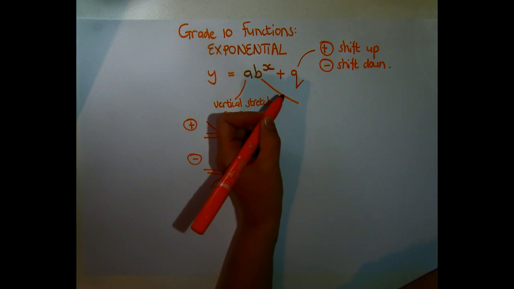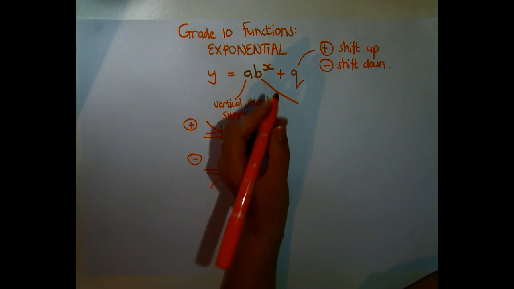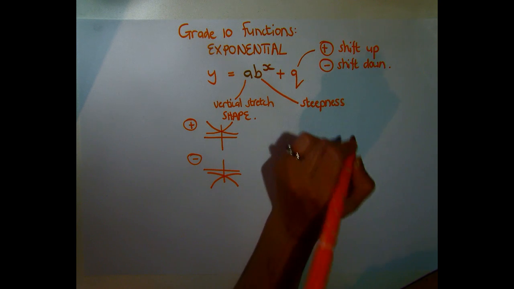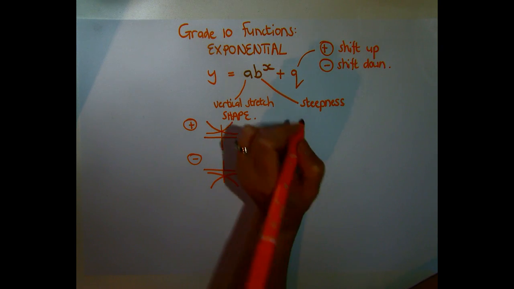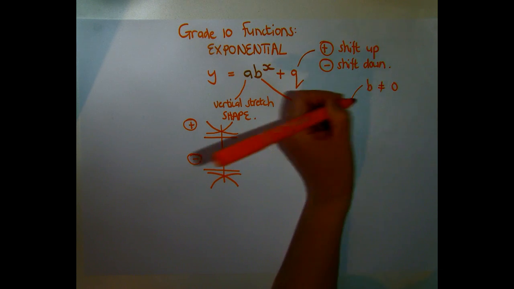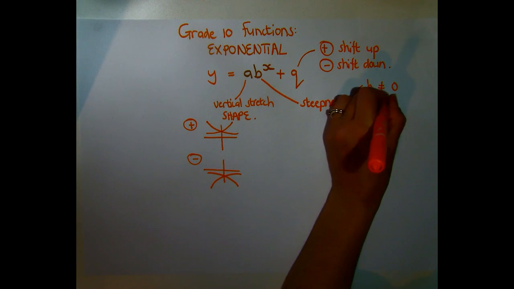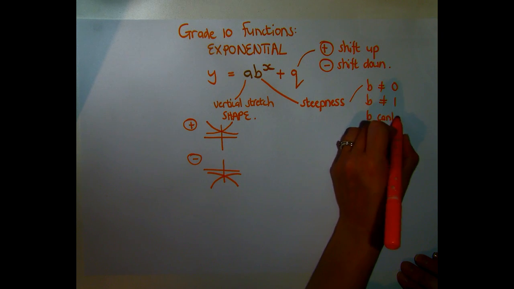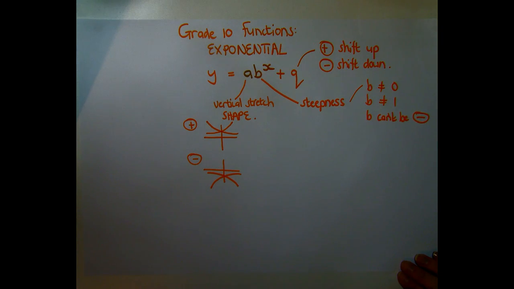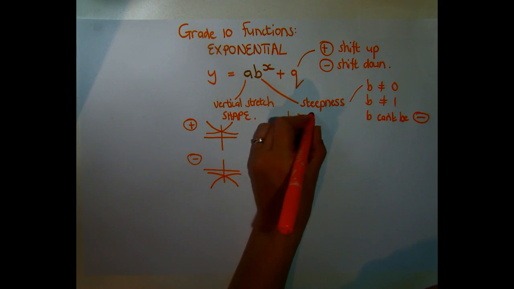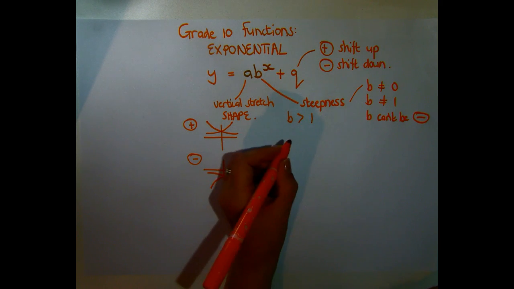Right, the b value is a bit more technical. This one will tell you the steepness, so how fast it grows. B is quite special, and this you need to remember. B can never be 0. B can never be 1, because then there would be no point. And b can't be negative. So what can it be? It can be something that's bigger than 1. And b can be a positive fraction.